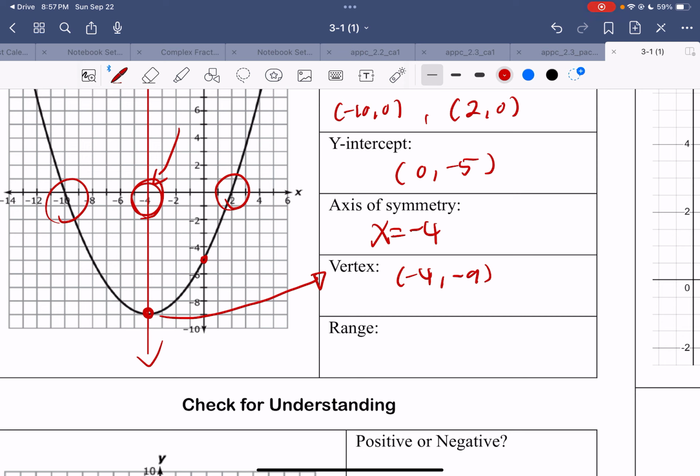If you're not sure where I get these numbers from, I got it from right here. Do you see this is -9? I also need the x value, which is here, -4. So like this.